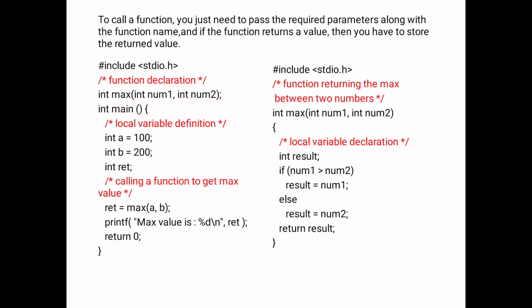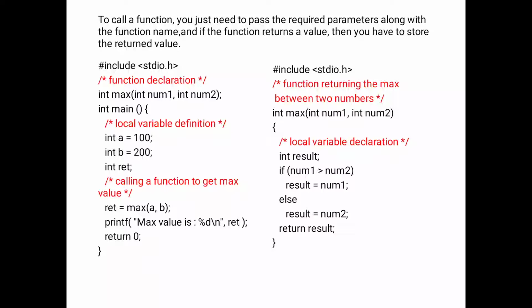Initially you have declared the two values, and you should take one return variable to be stored the value of the maximum one. So calling a function to get a max value: int ret is equal to max of a comma b. You are calling the function to get the maximum number of a and b. So you call the max function, ret is equal to max of a comma b.